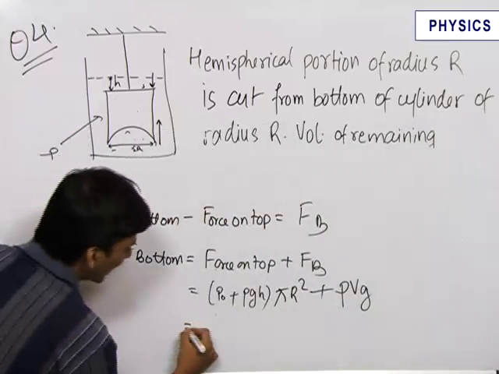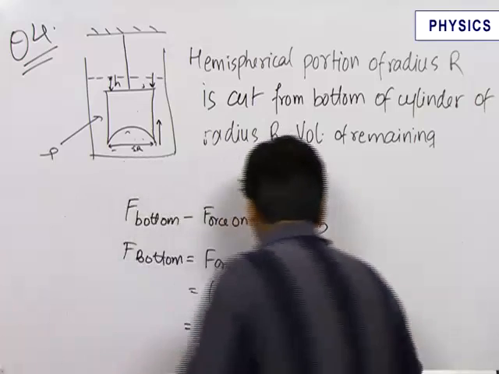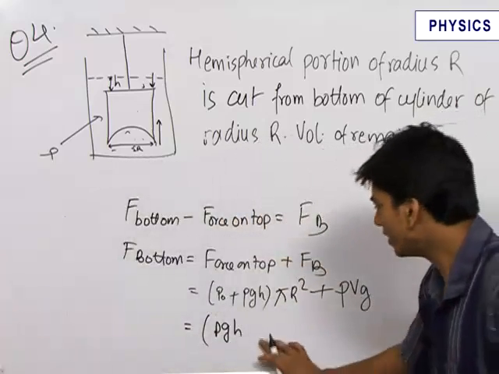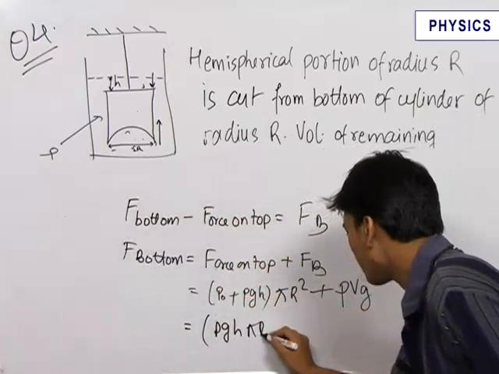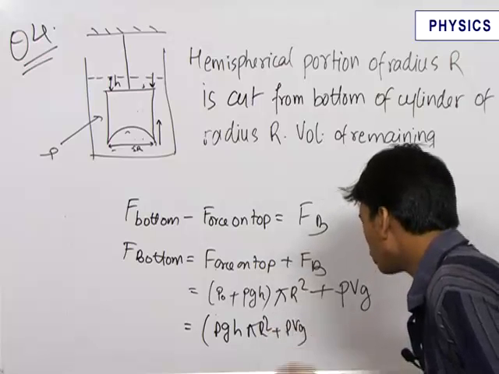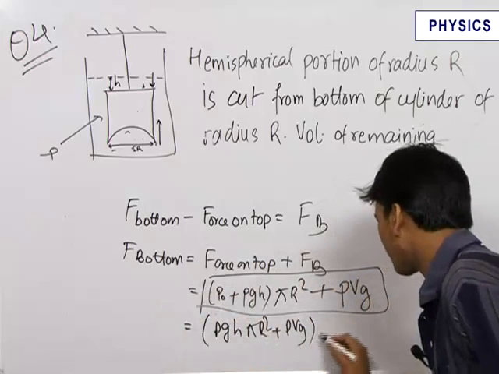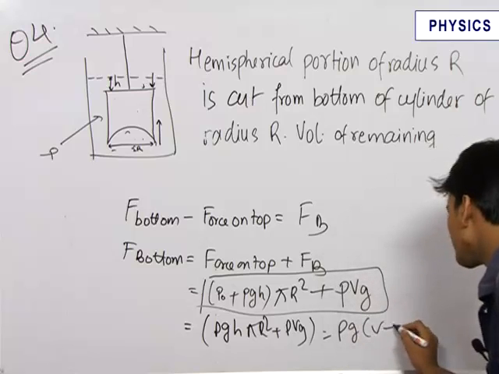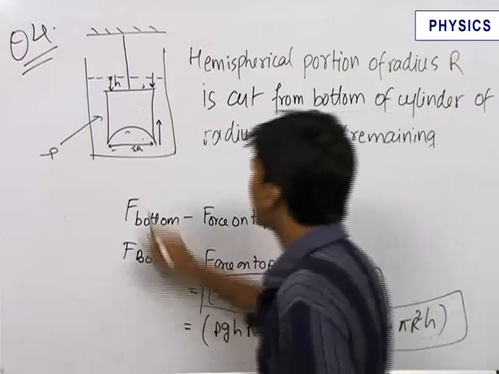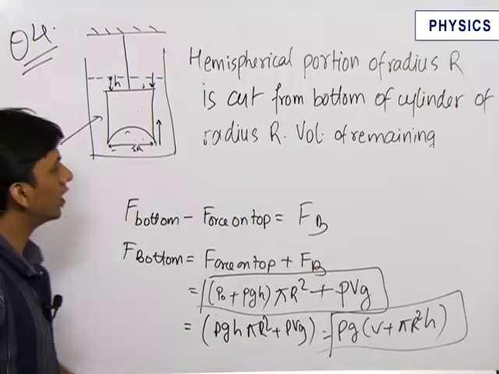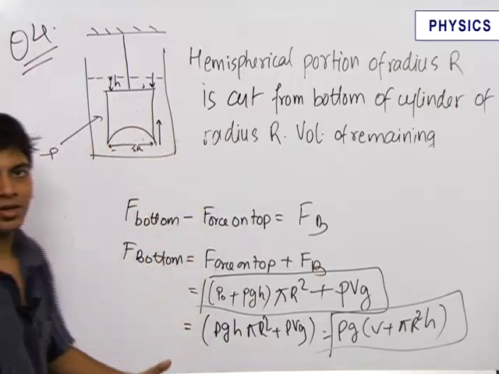Here, I forgot to mention in the question that we neglect the atmospheric pressure. By neglecting atmospheric pressure, the answer comes out to be rho g h pi r square plus rho V g. If you do not neglect atmospheric pressure, the final answer will include the P naught term. After neglecting atmospheric pressure, the final answer will be equal to rho g into V plus pi r square h. So this is the final answer for the force acting on the bottom of the cylinder by the liquid. If you would have tried to find it out directly, it would have been very difficult because the surface is not even or flat.